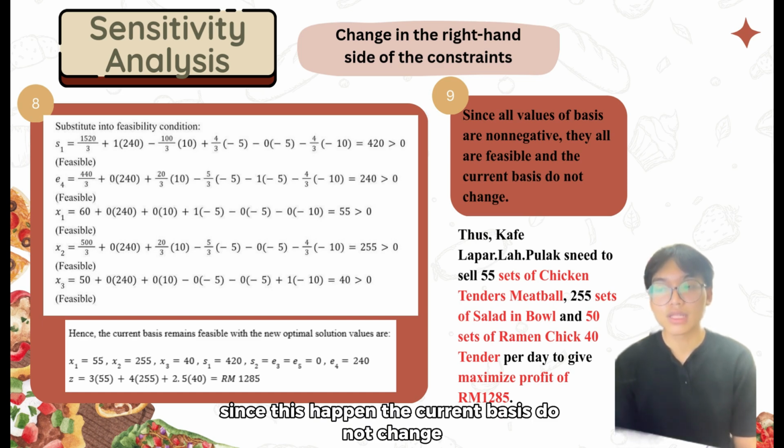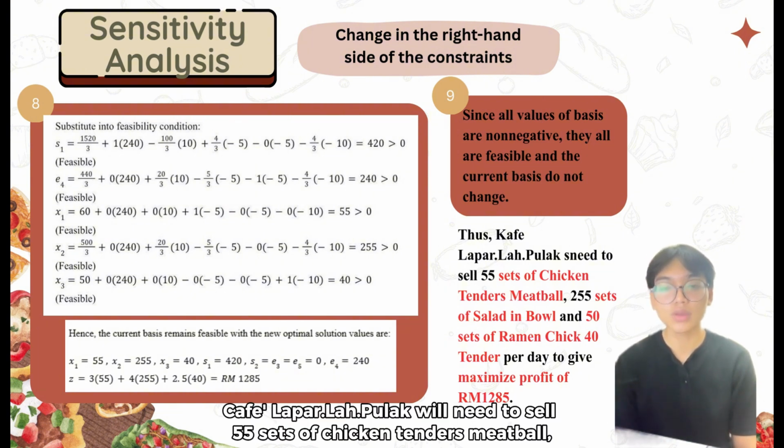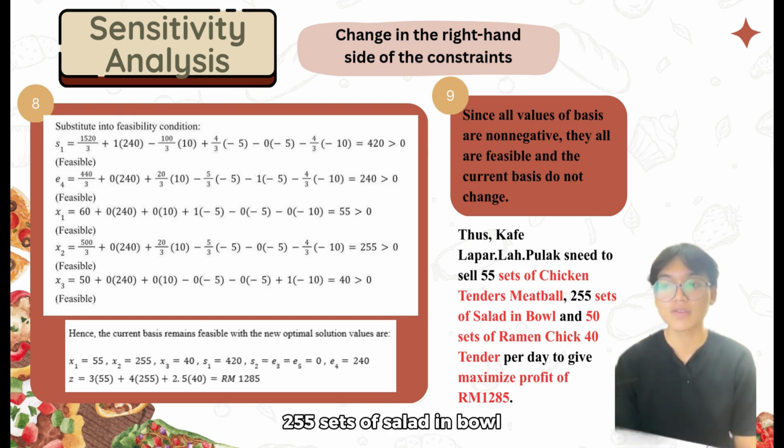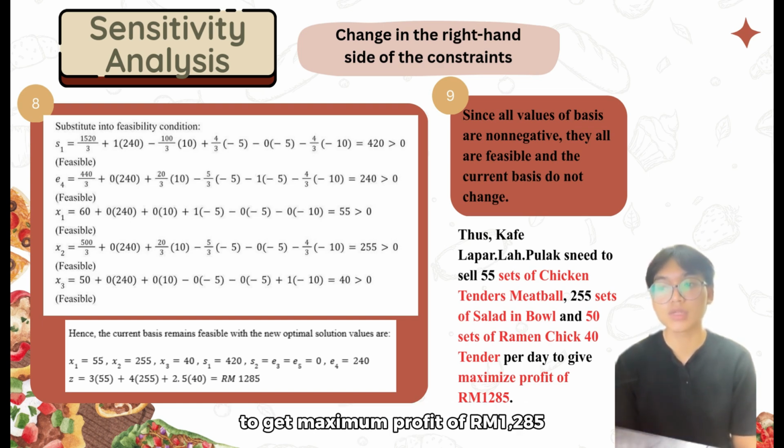Since this happened, the current basis will not change, but the values for each basic variable will change. Hence, the new optimal solution will be x1 equals 55, x2 equals 255, x3 equals 40. And some other variables also change, and some will be 0. Thus, to conclude, Cafe Lapalapula needs to sell 55 sets of chicken tenders meatball, 255 sets of salad in bowl, and 40 sets of ramen chicken tenders per day to get maximum profit of 1,285.